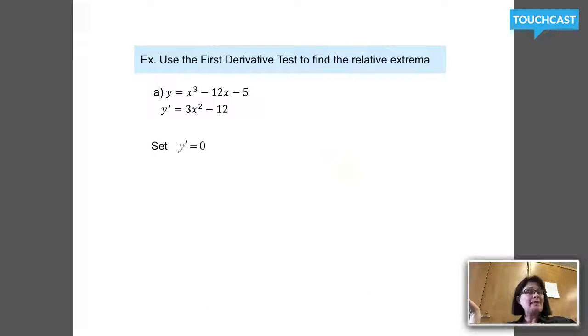All right, so now I want to practice using the first derivative test. Can I use the first derivative test to find out if this function, y equals x cubed minus 12x minus 5, has any local extrema? So that's tops of hills, bottoms of valleys.